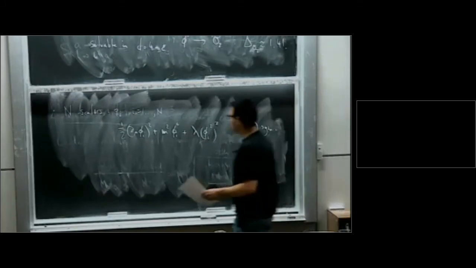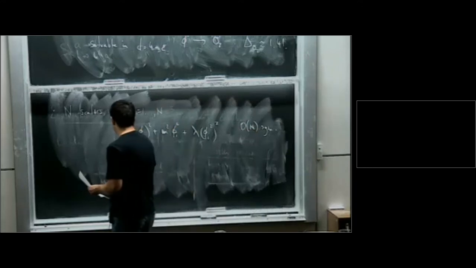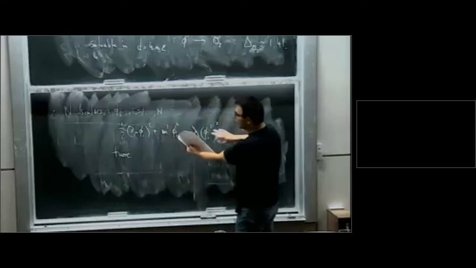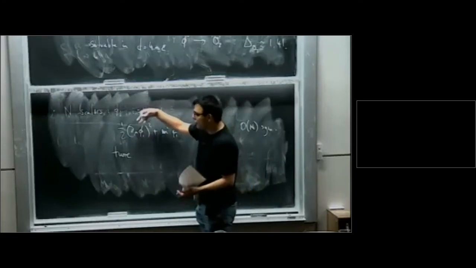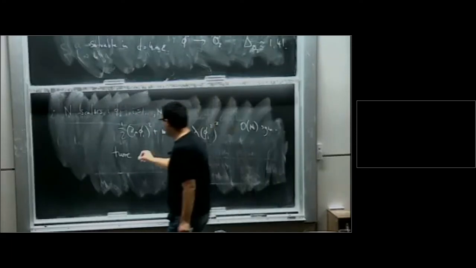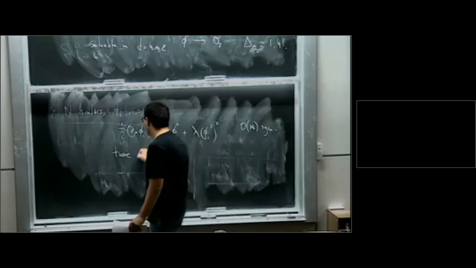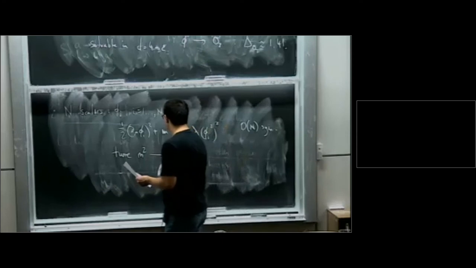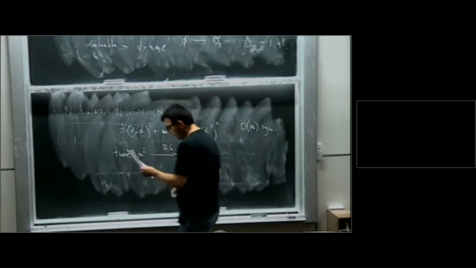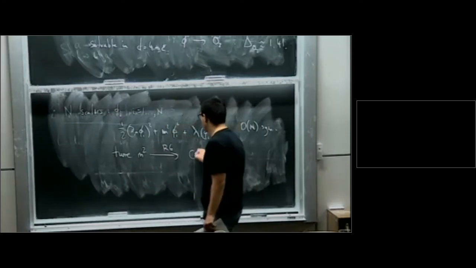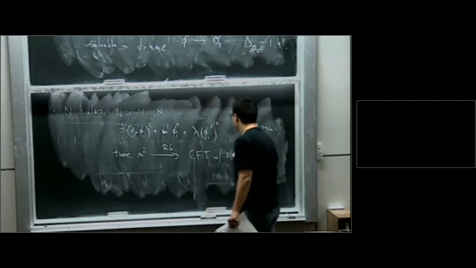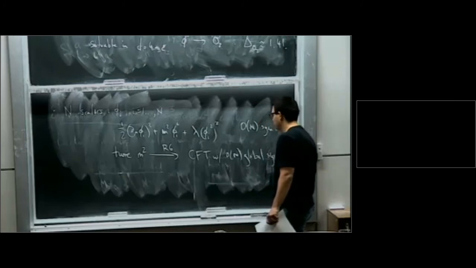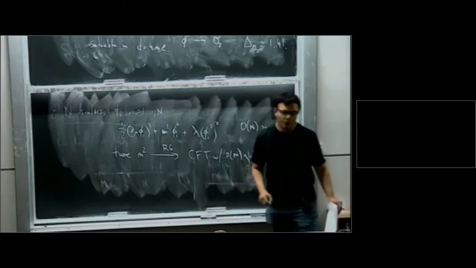If we tune all these operators away, we're left with a free theory of n scalars. That's a CFT. To get something more interesting, if we just tune m squared, then this theory flows in the infrared to a CFT with O(n) global symmetry. That's called the critical O(n) vector model.